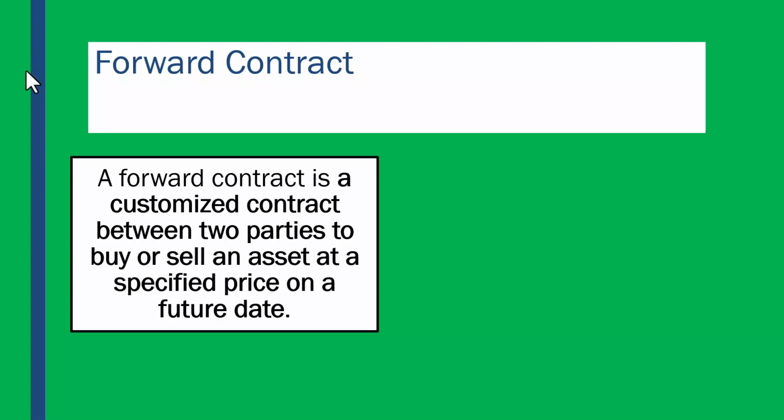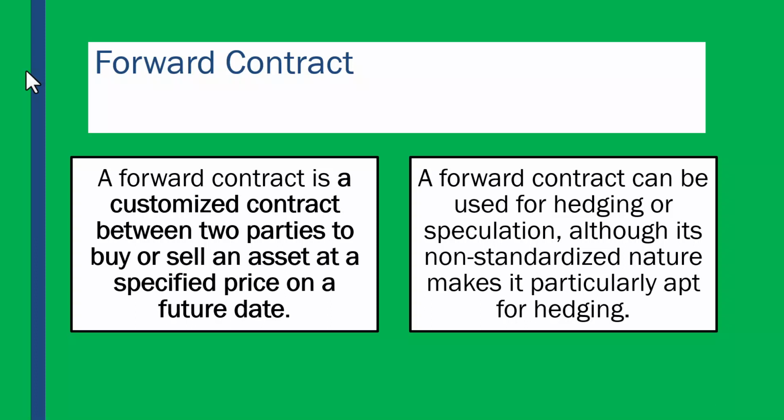So a forward contract is a customized contract. It has been customized to my needs. It's not standardized. It can be done for any customer, and whatever the terms can be, everything can change. So there is no fixed format for a forward contract.